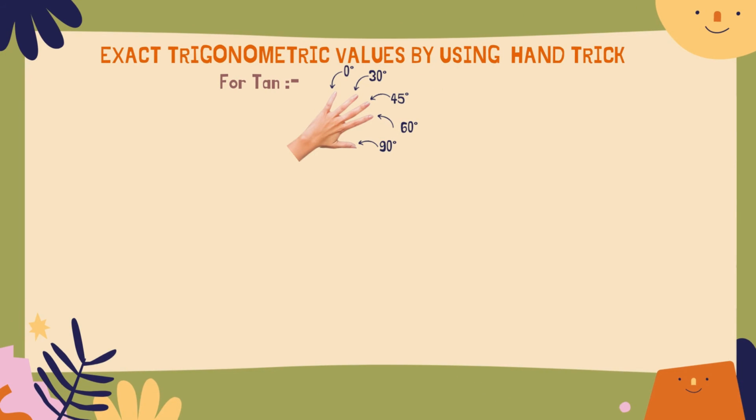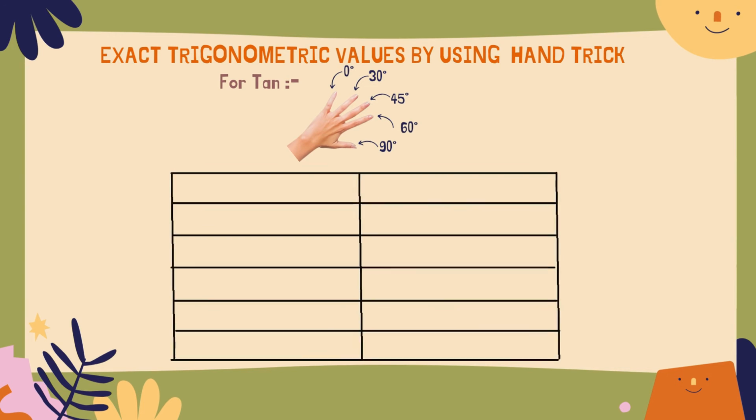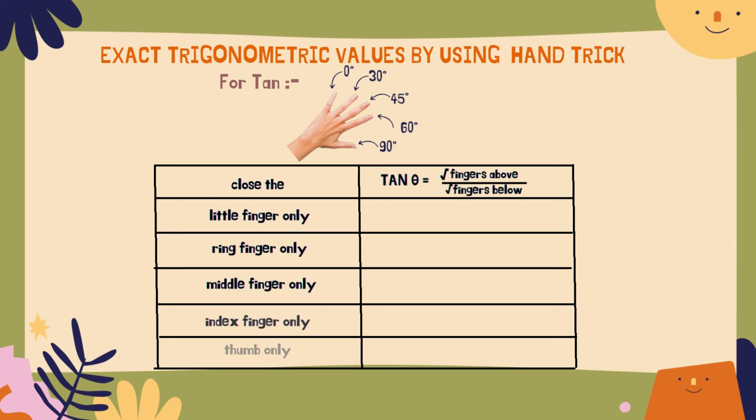For the exact trigonometric values for tan, you just need to flip your hand with the same labeling of degrees. So, tan is square root of fingers above over square root of fingers below. Tan 0 equals square root of 0 over square root of 4, which is 0.